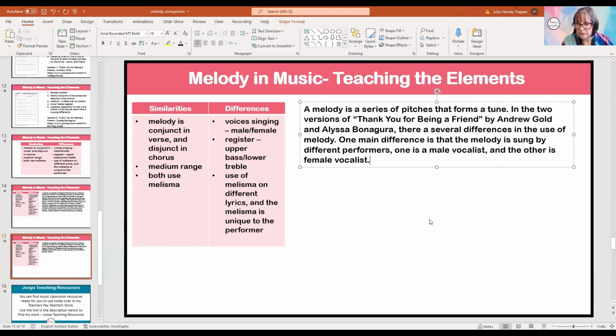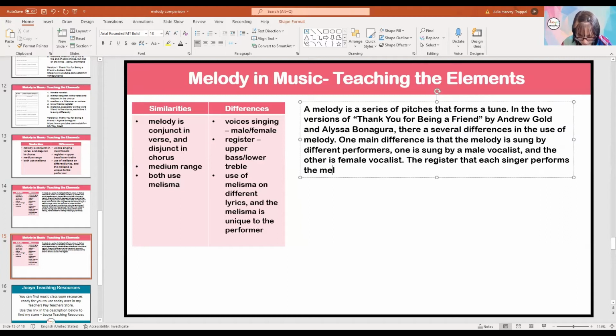So we've got one main difference, that the melody is sung by different performers. One is sung by a male vocalist and the other is a female vocalist. Now, the next thing we're talking about is the register. The register that each singer performs the melody in is also different.